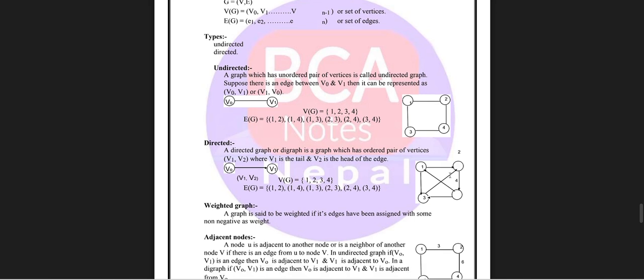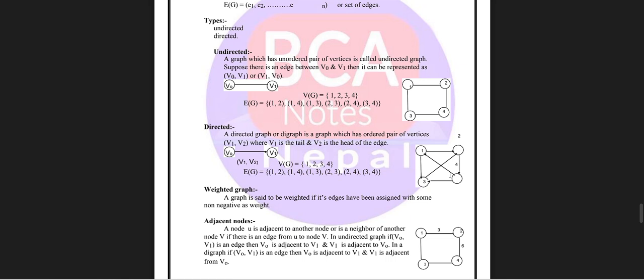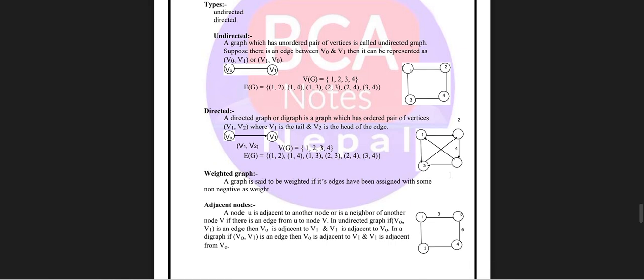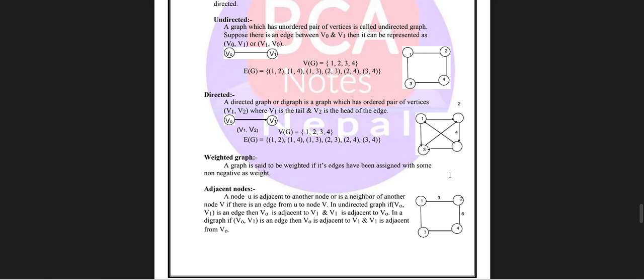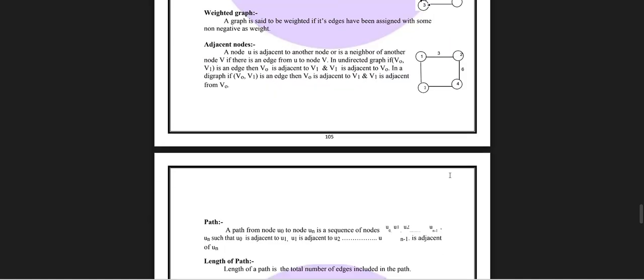Weighted graph: a graph is said to be weighted if each edge has been assigned some non-negative weight. Adjacency: a node u is adjacent to another node, the neighbor of that node, if there is an edge from node u to node v. In an undirected graph, if (V0, V1) is an edge, then V0 is adjacent to V1 and V1 is adjacent to V0. In a directed graph, if (V0, V1) is an edge, then V0 is adjacent to V1 and V1 is adjacent from V0.